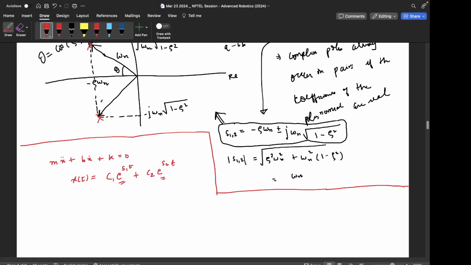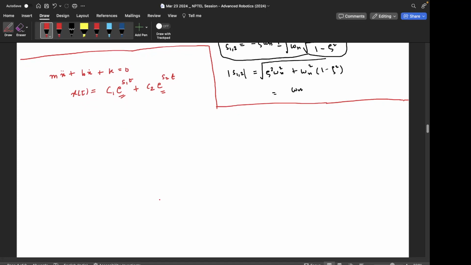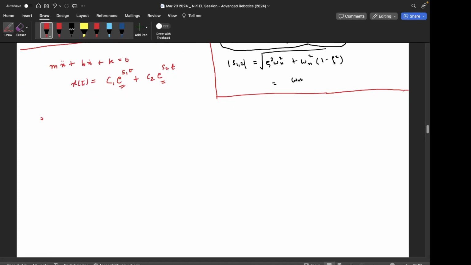Now if the power of the exponential is positive, then the exponential will be growing with time. If the exponent is negative, the exponential will decay with time. If I draw e to the power x, it grows with time. And if I draw e to the power minus x, it decays with time. Is this clear?